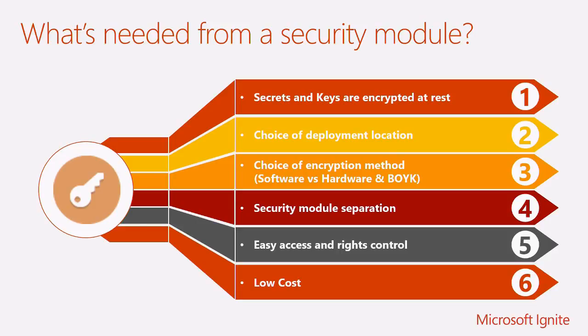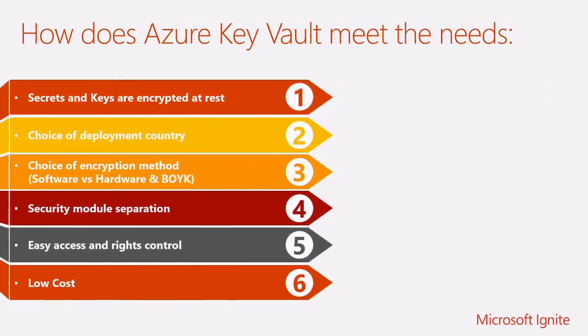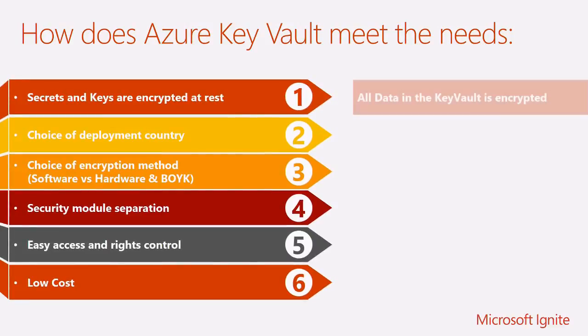So let's have a look at the security model. We talked about a hardware security model. That's really the place where we store our secrets and our keys. And Key Vault is one of these security models where we can store our secrets and our keys. Looking at number one, secrets and keys are encrypted at rest. In Azure Key Vault, all the data that is in Key Vault is encrypted at rest. It is encrypted with the key encryption key that we talked about earlier. And that's all stored in there.